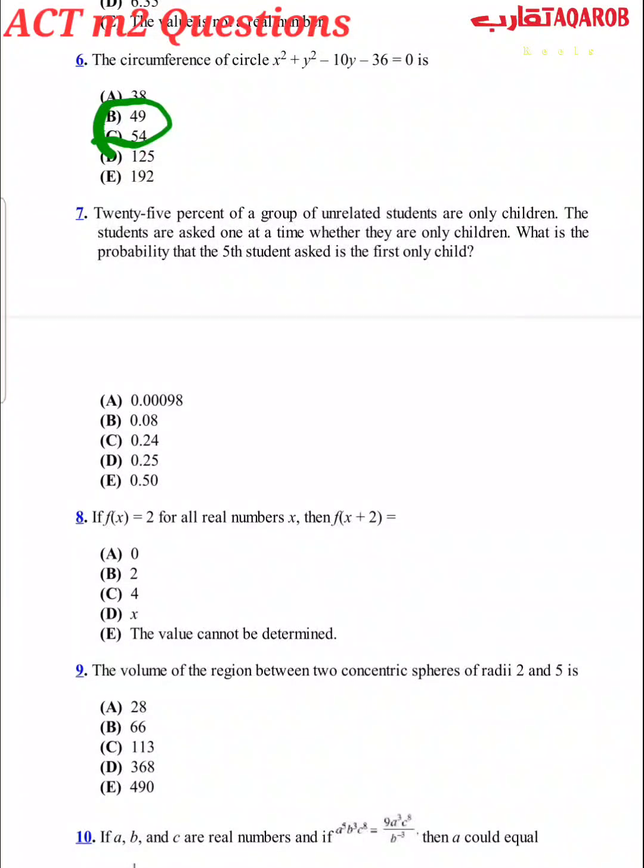The probability that each of the first 4 is not an only child is 0.75 to the power 4. The probability that the fifth student is an only child is 0.25. So the probability of seeing the first 4 children with siblings and the fifth as an only child is 0.75 to the power 4 times 0.25, which is equal to 0.08. So the answer is B.